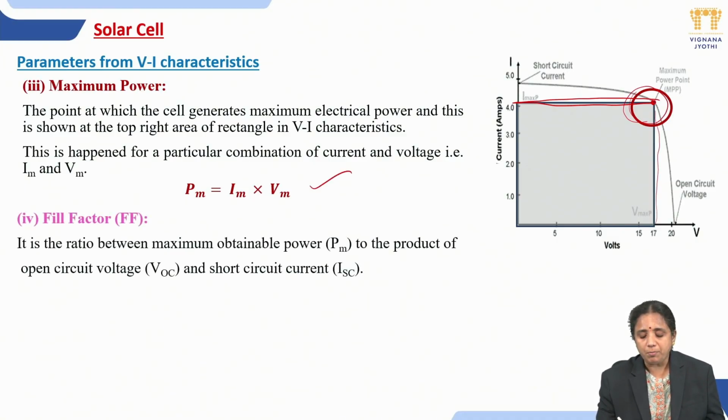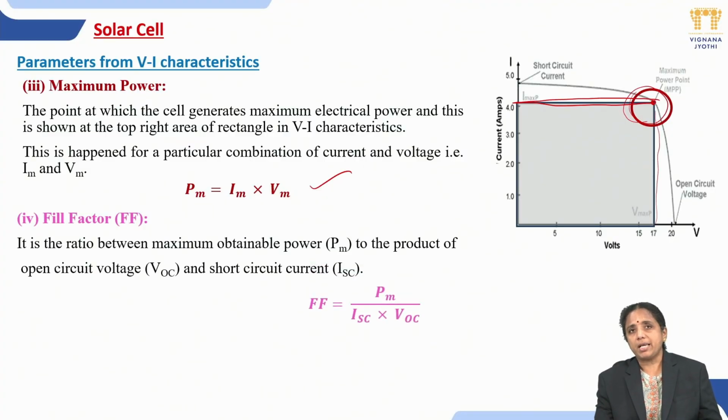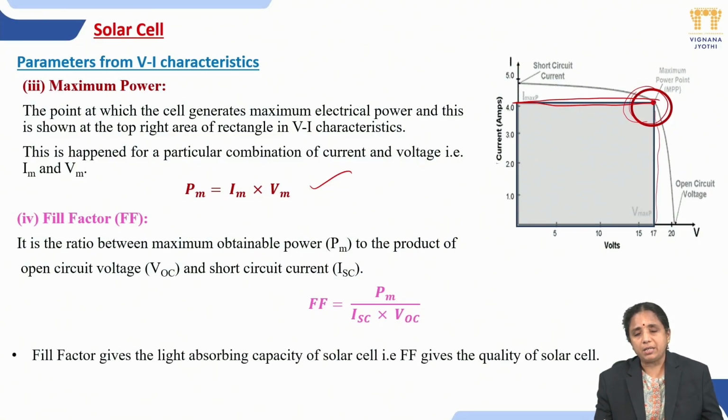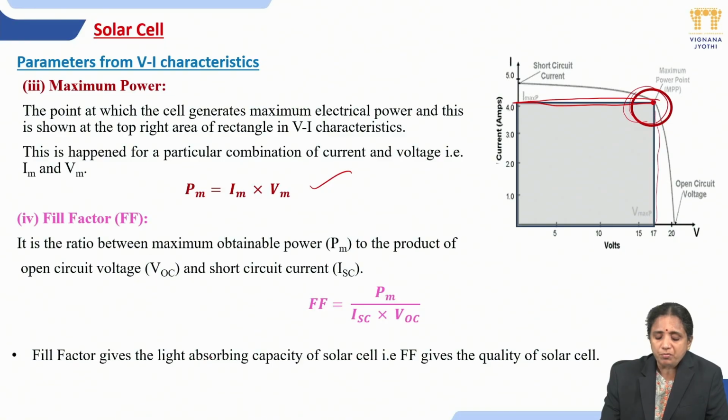Next comes the most important factor, the fill factor. So what is this fill factor? It is the maximum obtainable power. Based on the fill factor only, we will determine whether that panel can be used for any device or for any application. Light collecting capacity, light absorbing power, is measured in terms of fill factor.